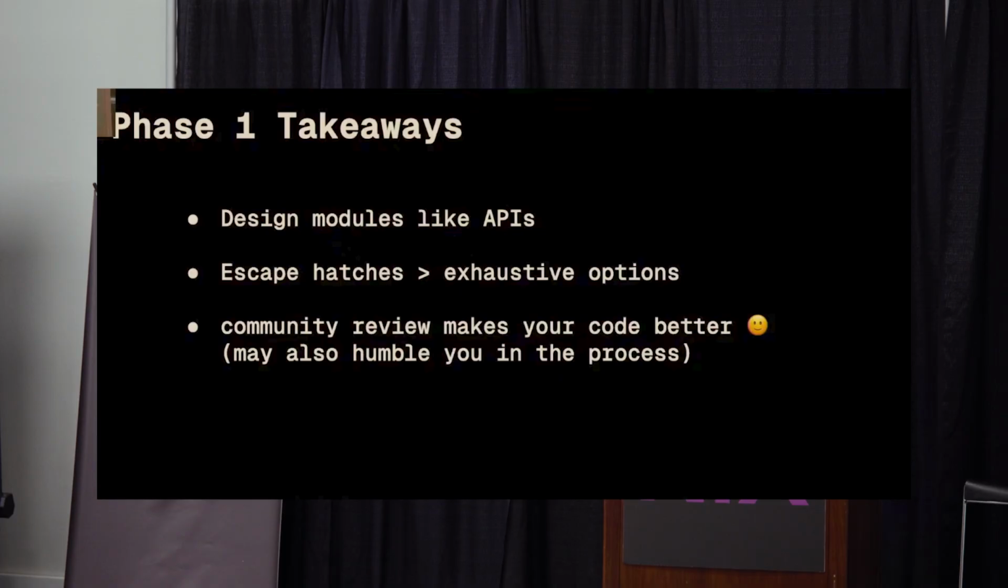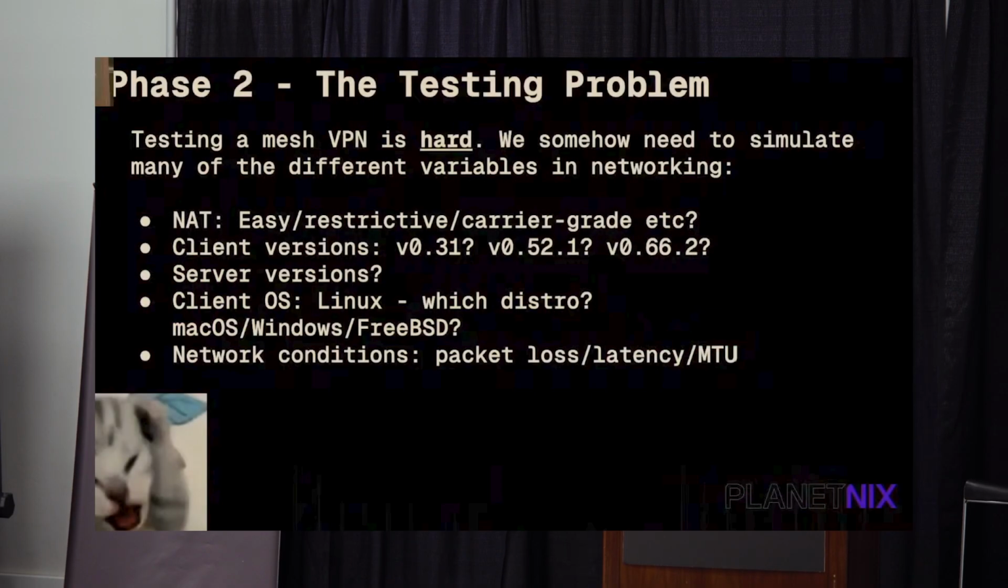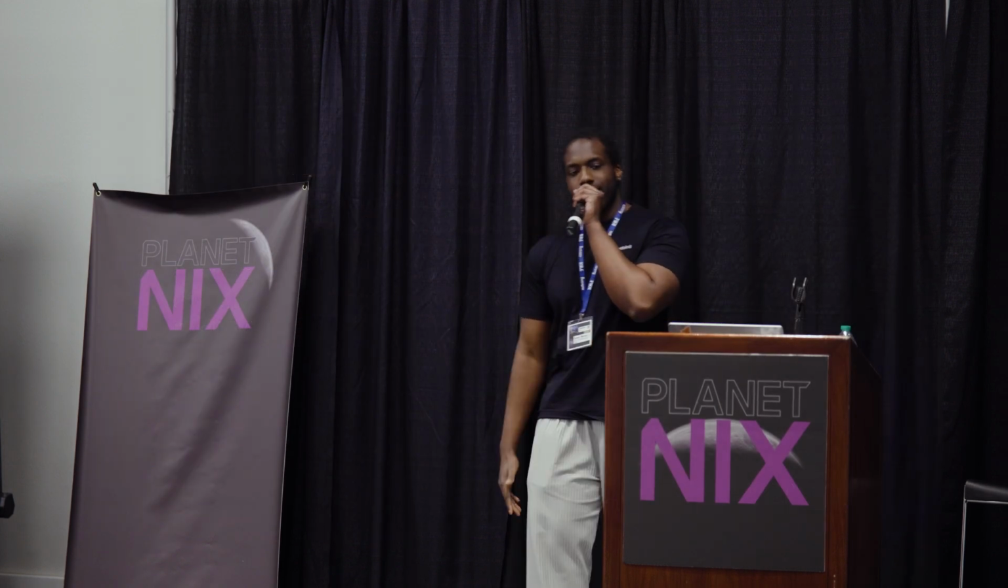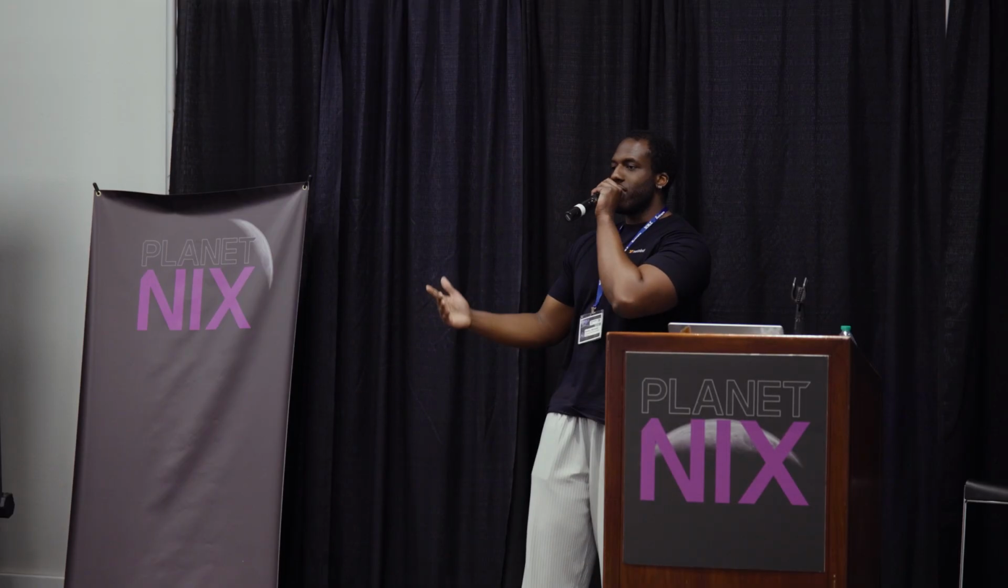So phase 1 was just packaging, a necessary but relatively routine step. Phase 2 is where NetBird and Nix gets truly interesting, in my opinion. So the problem with testing different networking setups is that there are so many different variables and conditions to consider when you're trying to pinpoint an issue.